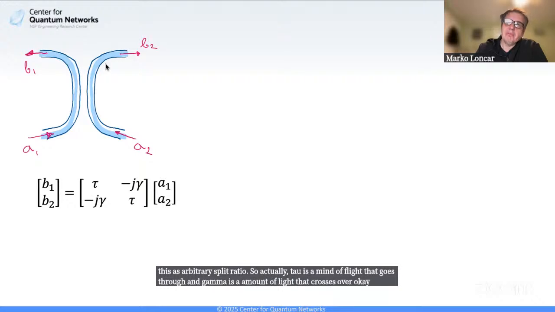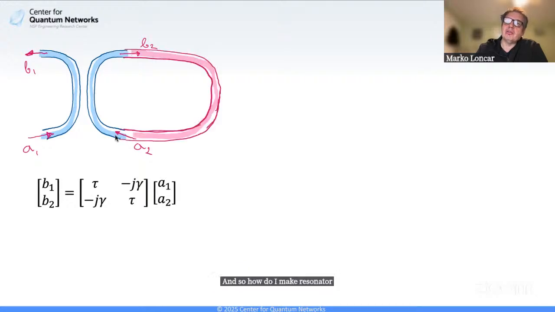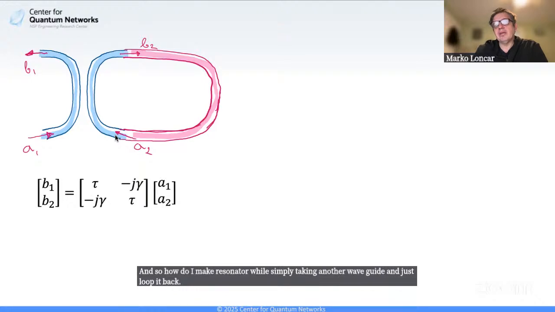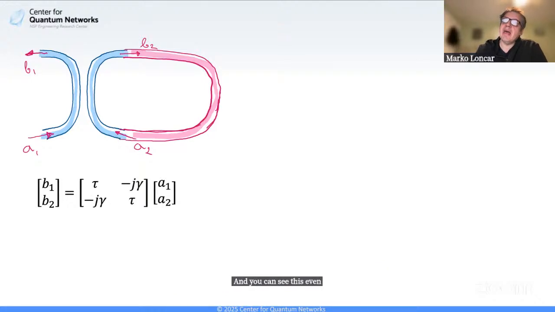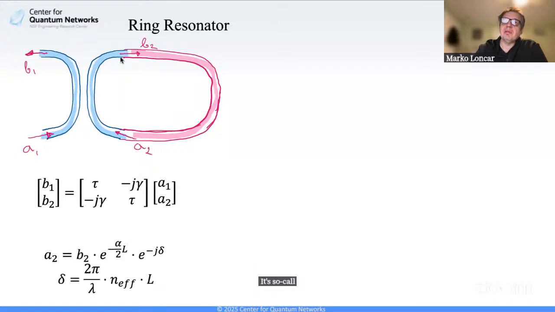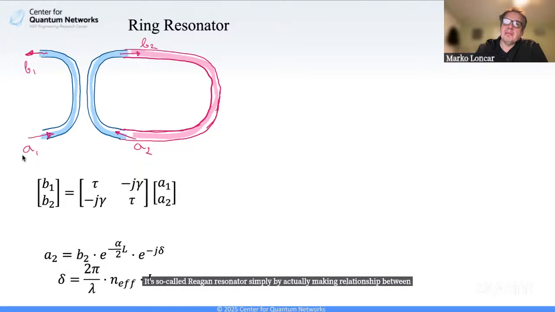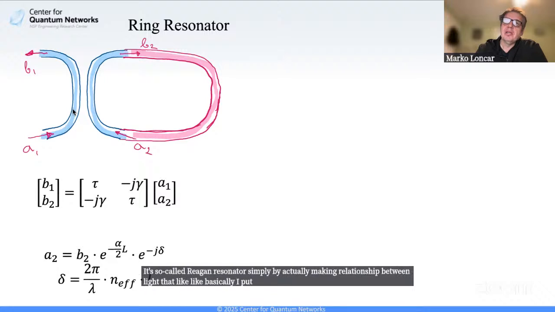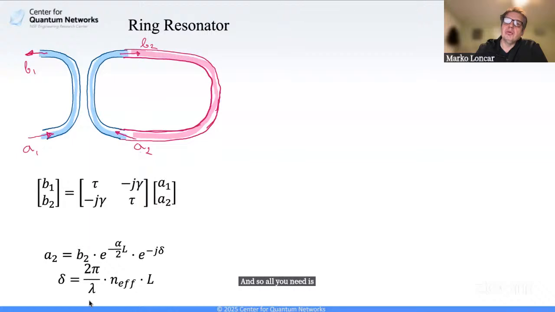Okay, and so how do I make a resonator? Well, simply take another waveguide and loop it back. You can see this for yourself. Just one slide of math allows you to see that this is going to be a resonator, a so-called ring resonator, by making a relationship between light that I put here at port A1, which jumps here and becomes B2, then loops back and becomes A2. Then A2 comes to the directional coupler and may stay in the ring or it may jump out and become B1. So all you need is a relation between A2 and B2, which is shown here.